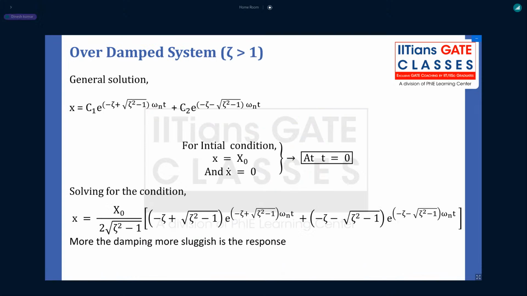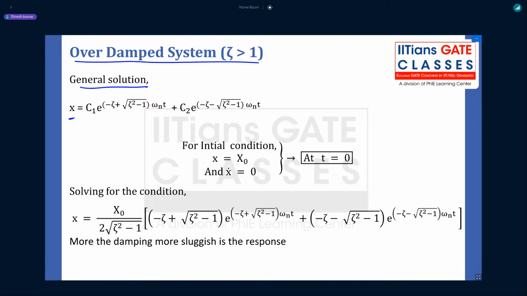Now guys, based on damping, we will see the responses of the system. So first, for our damped system, zeta is greater than 1, and what is the general solution for the equation of motion for our damped system?